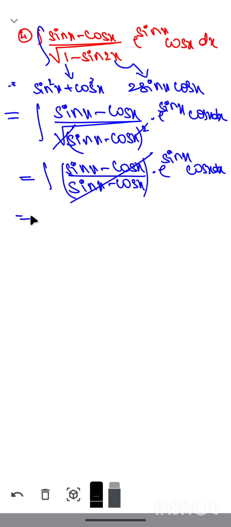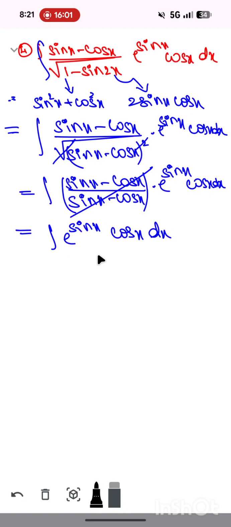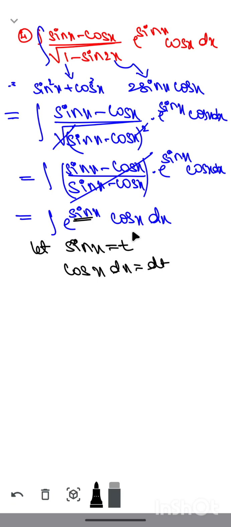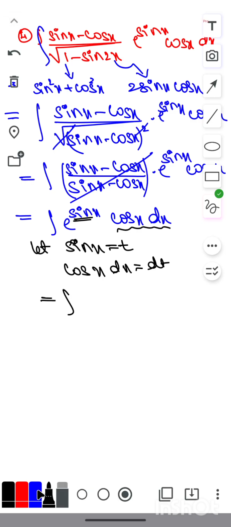Now this is in the form of a composite function, e to the power sin x into cos x. When we have an integral of a composite function, the inner function is to be considered as the substituting variable. Our inner function is sin x, so let sin x equal t. Differentiating, we get cos x into dx is equal to dt. So the given question is rewritten in terms of t as e to the power t, since sin x is t and cos x into dx is nothing but dt.